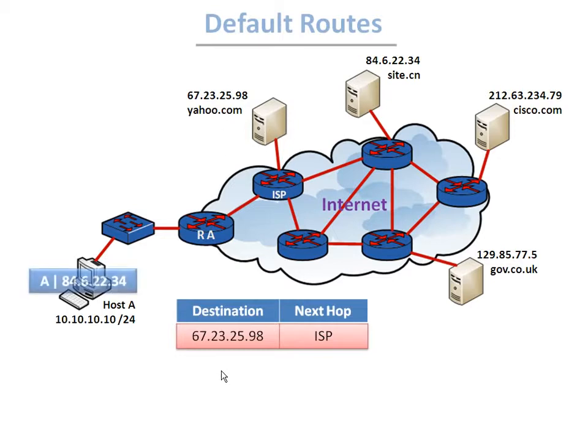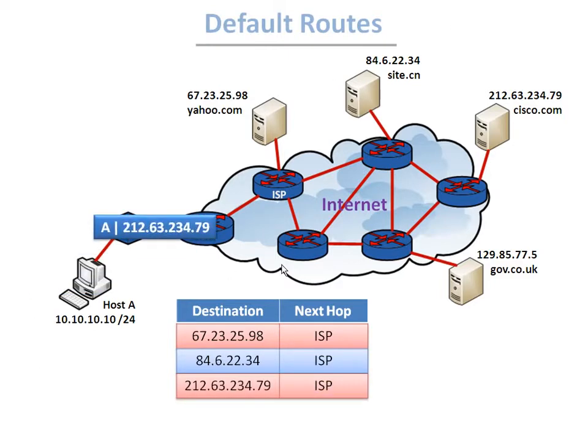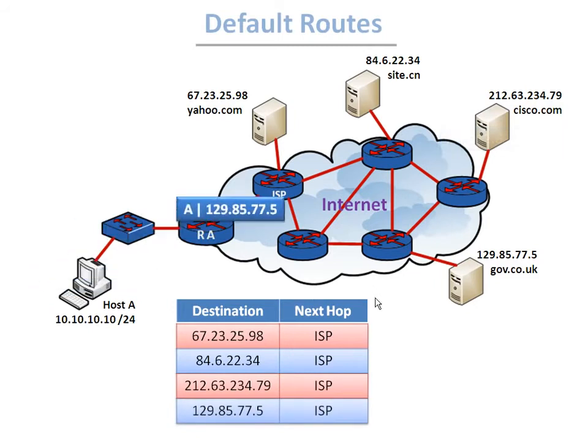If you want to reach the Chinese website, then the router has to take a look at the routing table in order to send the packets to the correct destination. But inside that routing table, we need to have a static entry for that specific network. Same thing goes for cisco.com and for the UK website. So you can see that, just for those four entries, our routing table starts growing rapidly.